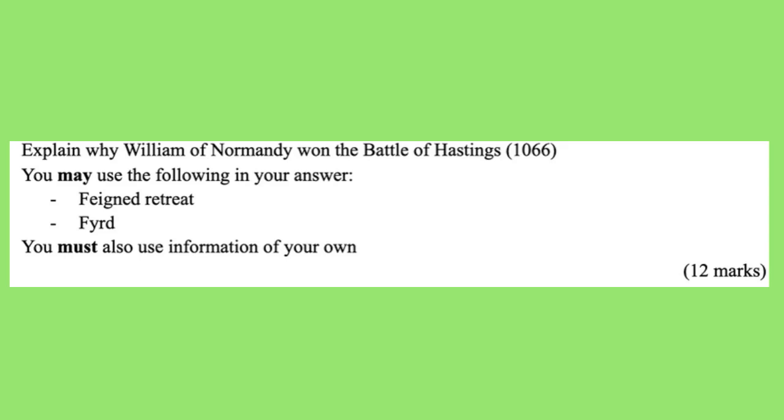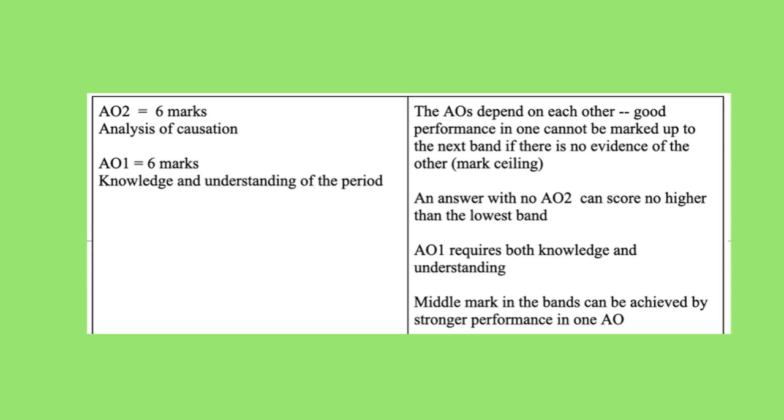Explain why William of Normandy won the Battle of Hastings, 1066. You may use the following in your answer: feigned retreat, third. You must also use information of your own, 12 marks. 6 of those marks will be awarded for AO2, which is your analysis of causation.